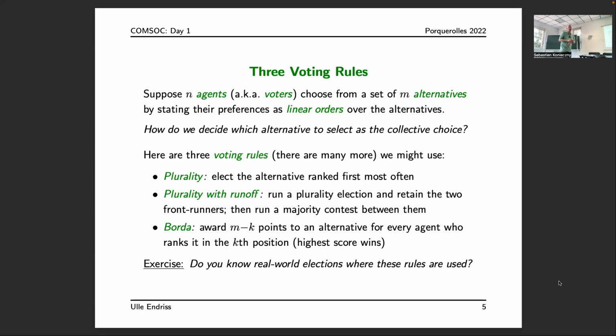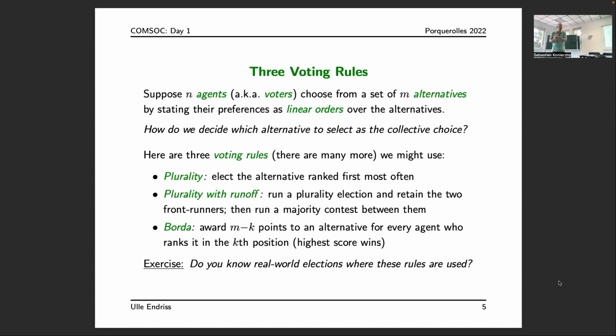Guys, the Eurovision contest. In the Eurovision contest, there is a variant of Borda. It's not exactly these points, but it's like 12, 10, 9, going down to 0, and then a lot of people with 0. So it's something very similar to the Borda rule.